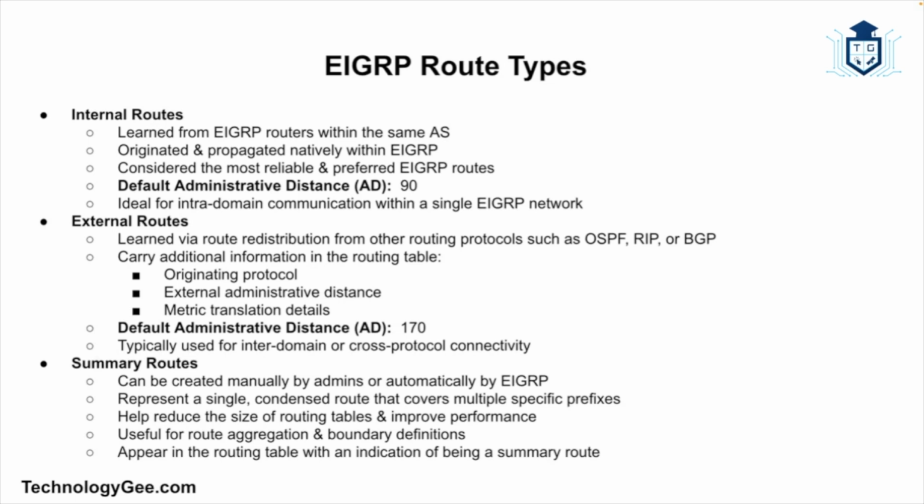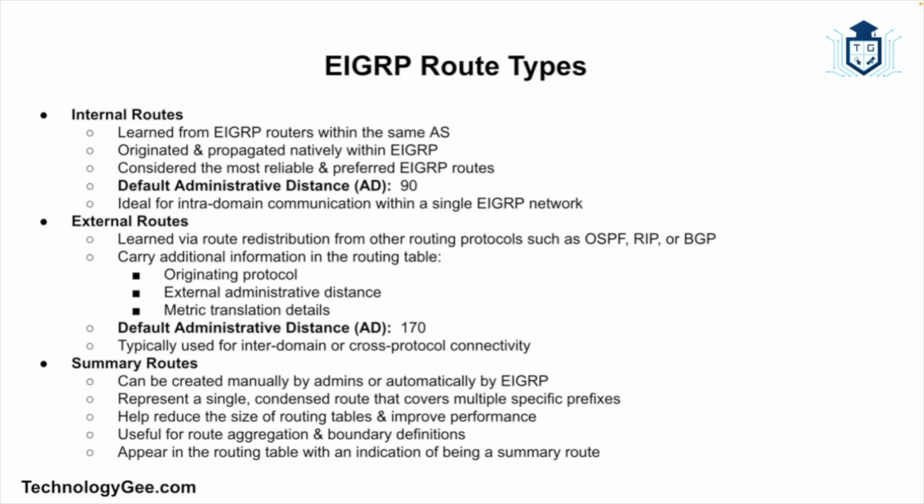So not all EIGRP routes are created equal. There are 3 main types. The first type is called an internal route, and this is learned from other routers within the same autonomous system. You have what are called external routes, and these are routes that are redistributed into EIGRP from another protocol like OSPF, RIP, or BGP. And then you have what are called summary routes, and these are manually or automatically summarized routes.